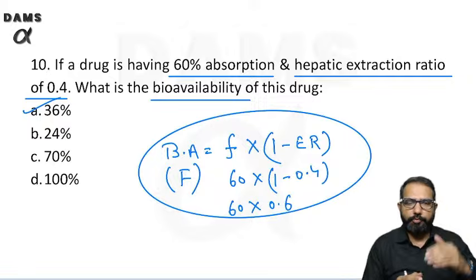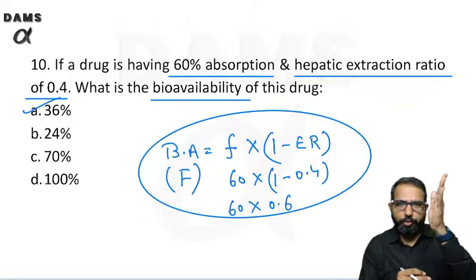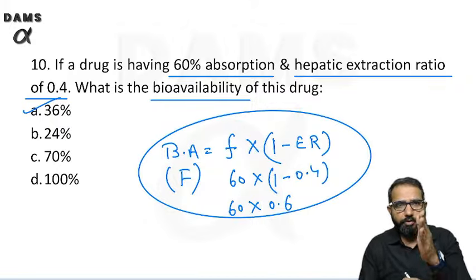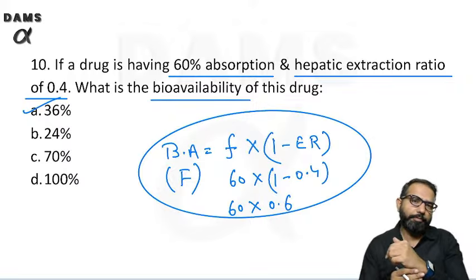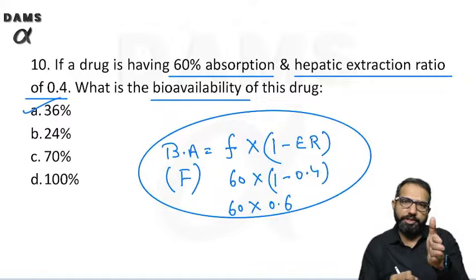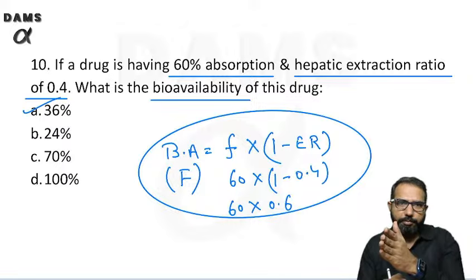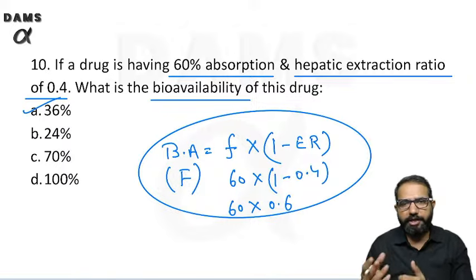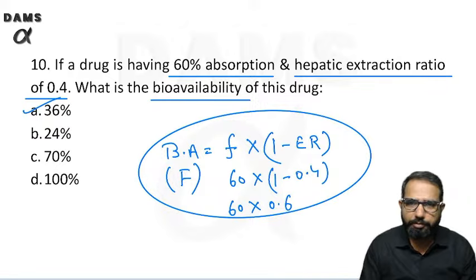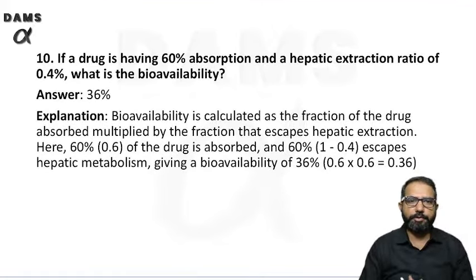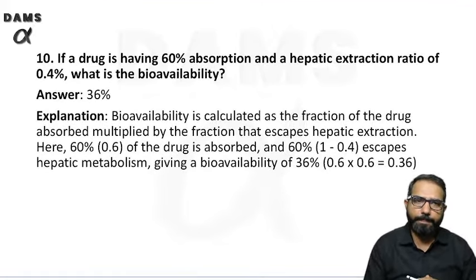Right? So from 100, 60% absorbed. So out of 100, now 60% in the plasma. But out of this 60, the liver will extract 0.4. That means out of 60, 0.4 means 40% extracted. So the remaining 60% will reach the plasma. So out of 60, 60% is reaching the plasma, 40% extracted. So 60 times 60% is 36. Right? In both ways, by direct formula or by simple mathematics, the correct answer will be this one, 36%.